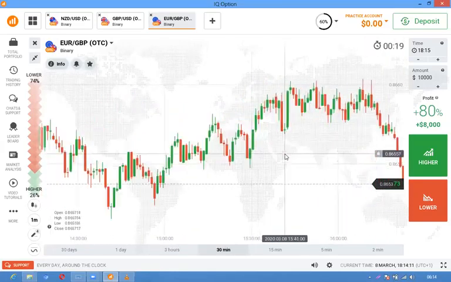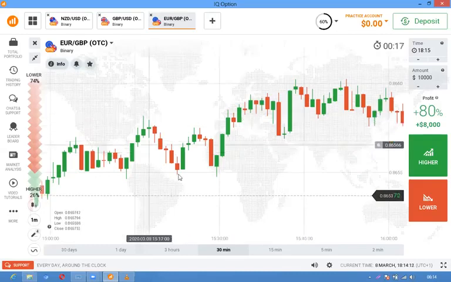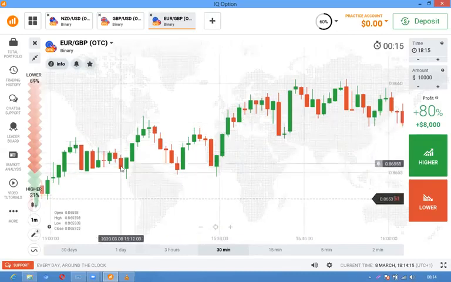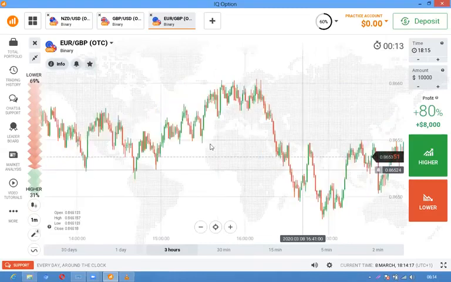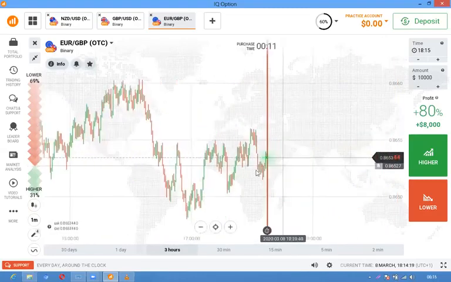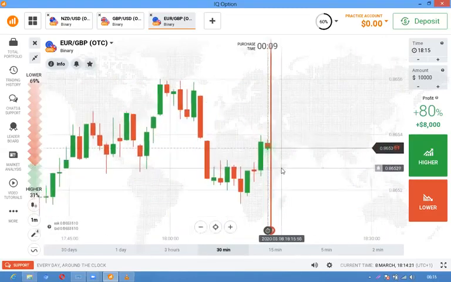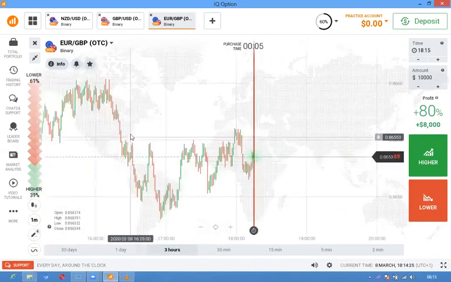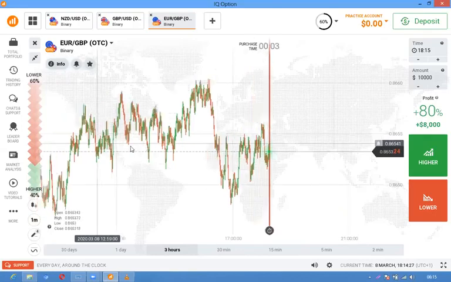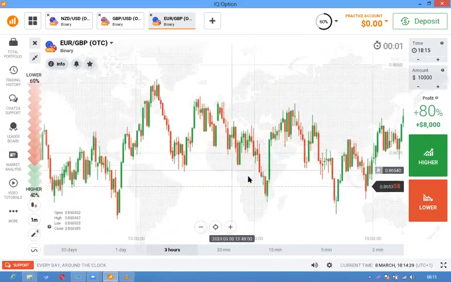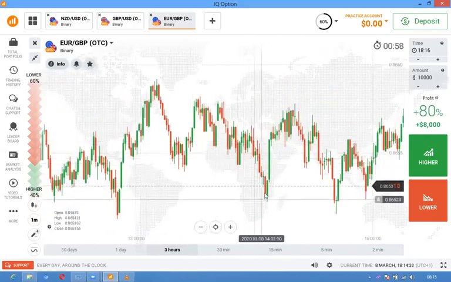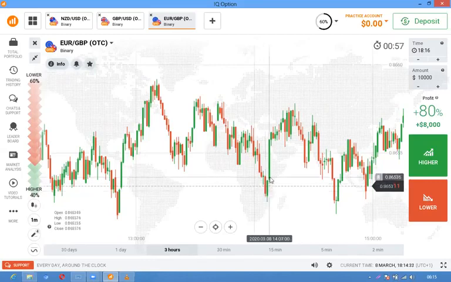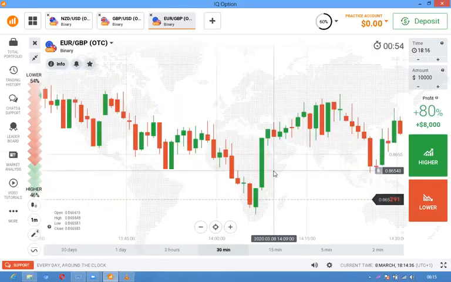In compound trades, don't choose any pairs that have so many levels like this, but choose a pair that has maybe a few levels, not so many. You can see here we have so many levels. So in this type of market situation, compound trades will not work.